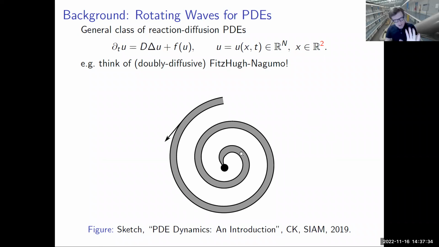So deterministically, these spiral and rotating waves are already very difficult. And stochastically, there was basically nothing. There were numerical simulations, exploratory simulations of how these things behave, but there were no theorems.